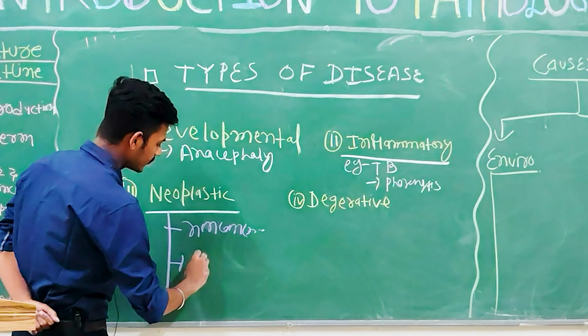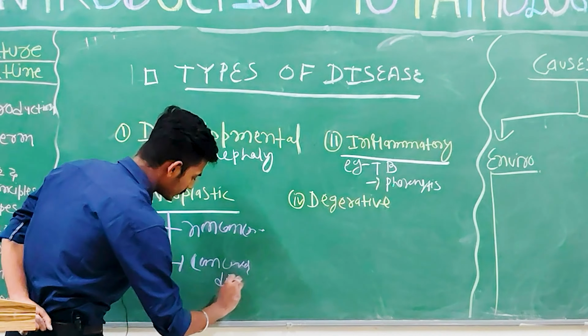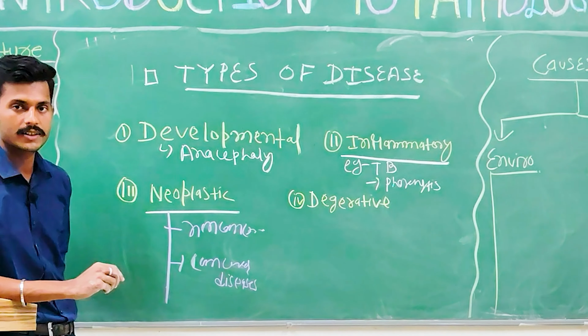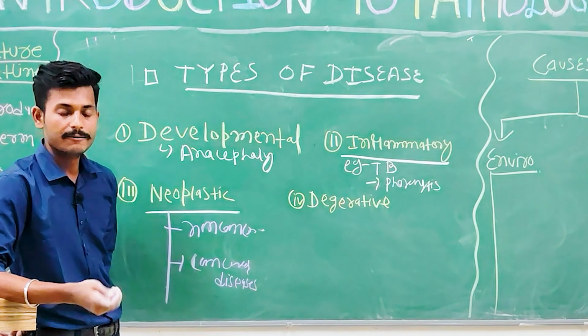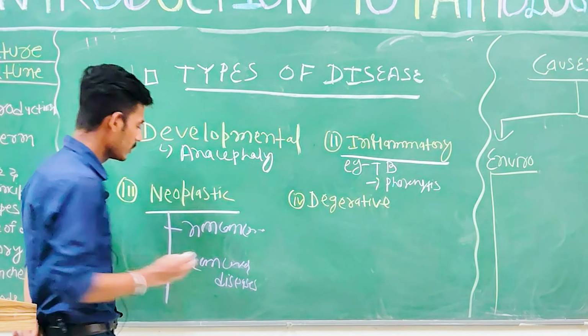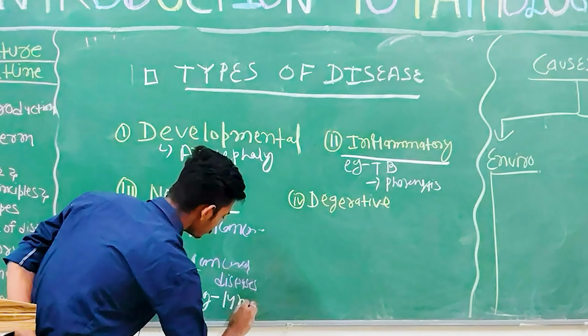Non-cancerous and cancerous diseases. The cancerous diseases are called the neoplastic diseases. The example is lymphoma, or hepatocellular carcinoma. Okay, the example is lymphoma.